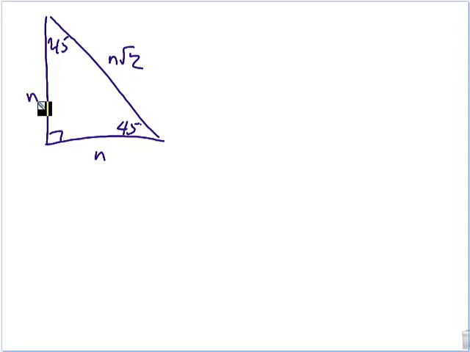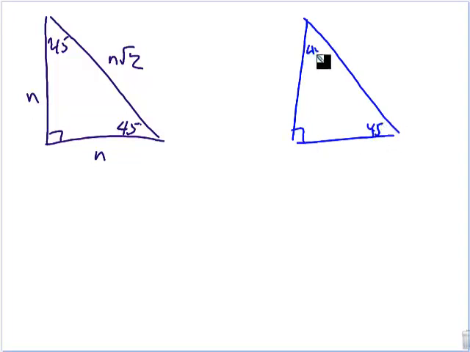Okay, so there's our general triangle. Let's see. Make this side x, side y, and this side will be 3 square root of 2. Okay, so what should we do first with our 45, 45, 90? What should I do first? What have we done first for the last 3 or 4?